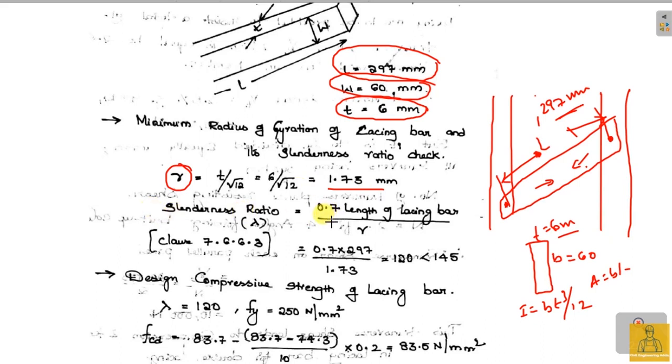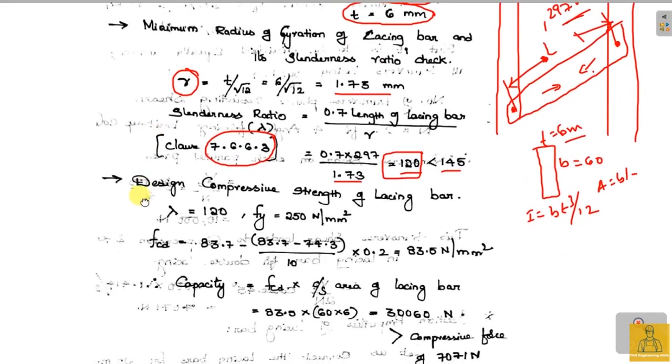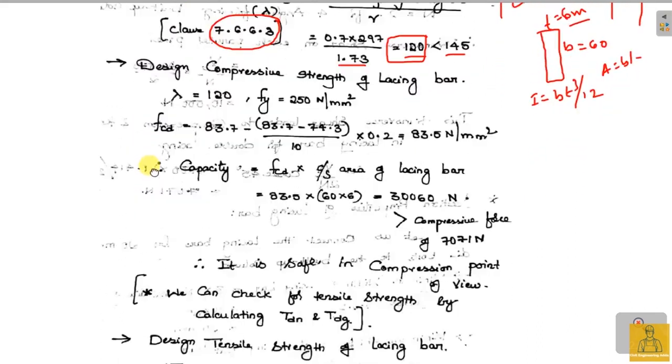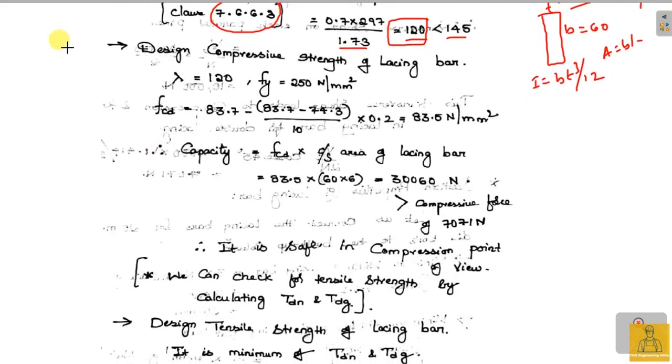And from this, calculate the slenderness ratio. What is the effective length? The length of the lacing bar is 297, and it is fixed with bolts at both ends. According to clause 7.6.3, the slenderness ratio of this lacing bar should be taken using 0.7 times its length. So 0.7 times 297 divided by the radius of gyration gives 120. The slenderness ratio of the lacing bars should be less than 145 in order to avoid buckling. It is well below 145, therefore there is no chance of buckling of the lacing bars because of the compressive force in it.